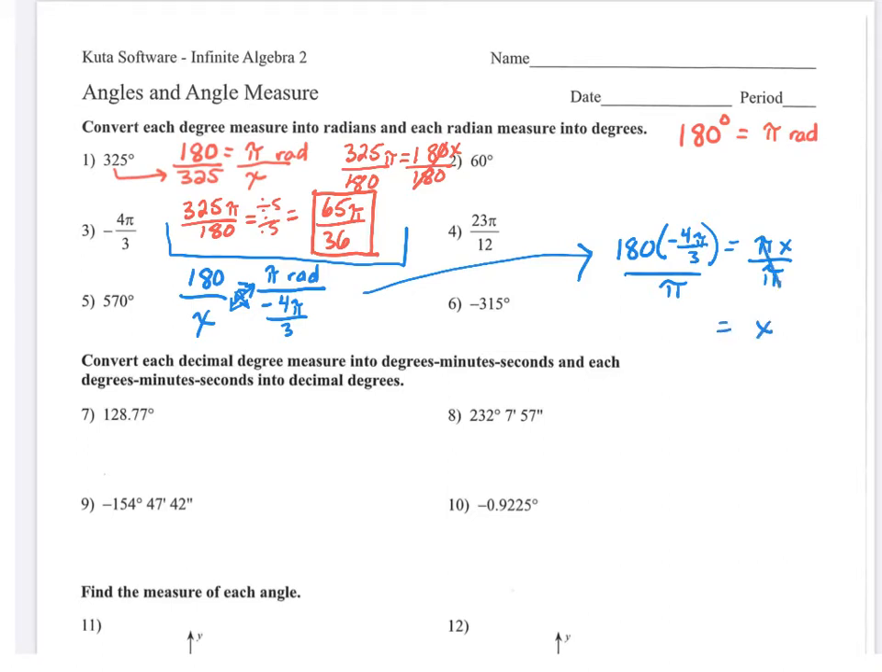X equals. Since 4 pi over 3 is the same as 4/3 pi, there's a pi here, and we can cancel these. So let's see if I can do this in my head here. 180 divided by 3 is 60. 60 times negative 4 is negative 240. That's it, in degrees.